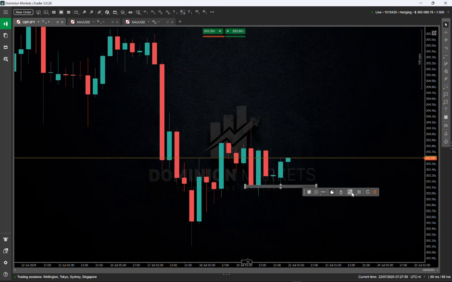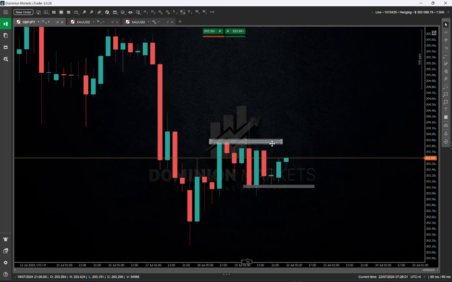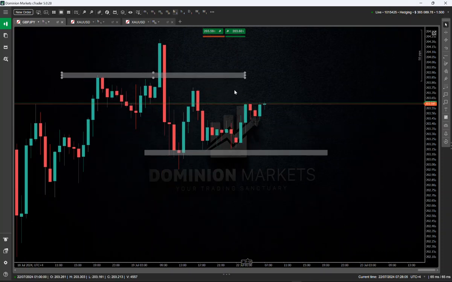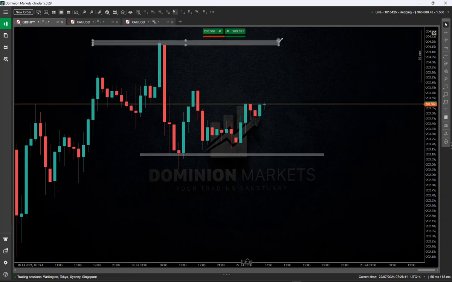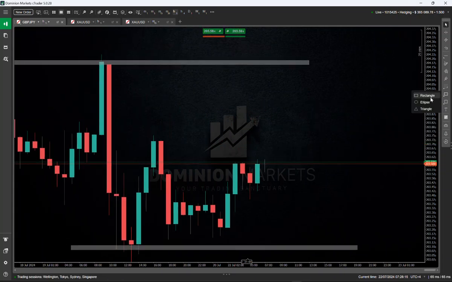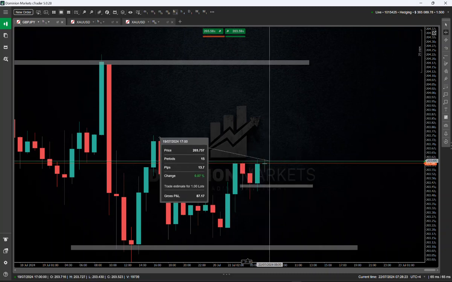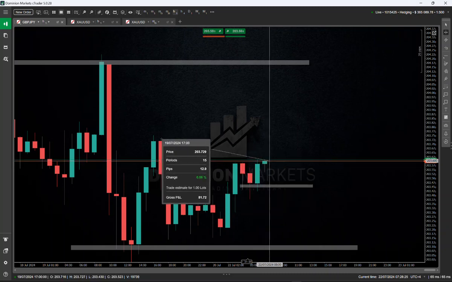We have a support formed. We have a resistance formed on the 4 hour. Let's take a look on the 1 hour time frame. Now we have a lot more information. Support. We have resistance. Zoom in here a little bit, and let's take a look at this. We have a support over here, and we're kind of breaking above the support. Let's measure the range. This is like 13 pips away.